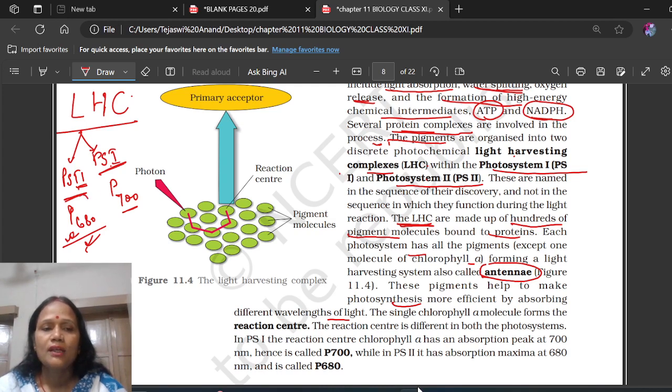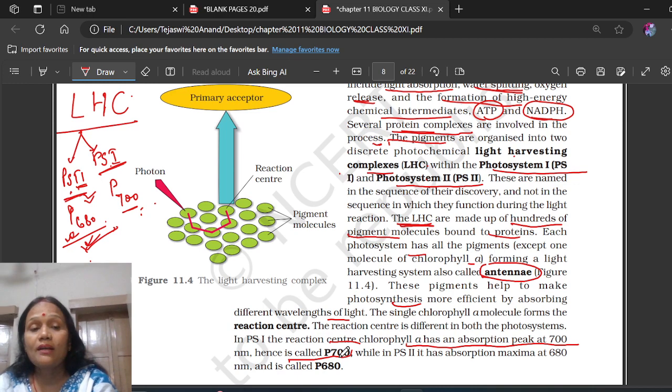I have told you first that PS2 has absorption maxima and it is called P680, while PS1 is the reaction center. The chlorophyll A has an absorption peak at 700, hence it is called P700. Absorption peak 700 है, इसलिए इसको P700 कर रहे हैं। और PS2 की absorption capacity क्या है? तो 680 nm के wavelength को ये absorb करती है, तो ये जो है P680 कहला सकती है। Don't be confused in this way. ठीक है, PS1 is the main reaction center.